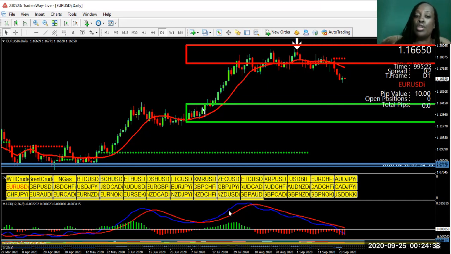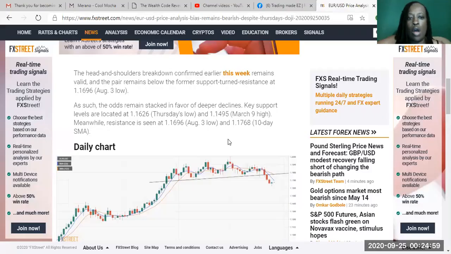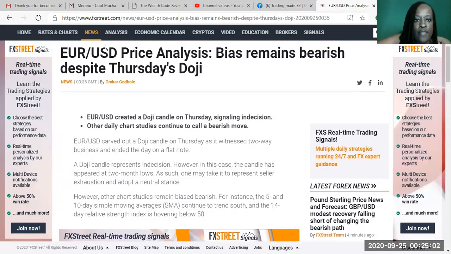Now, what I want to show you in this particular example, I'm on a daily time frame, is Euro USD. And what I'm going to do is go over to FX Street, which is where I was, right? And I want to show you this. So let us go to FX Street right here. And all right, so on here, we have Euro USD price analysis, and the bias remains bearish despite Thursday's doji, right? Okay, that's great.